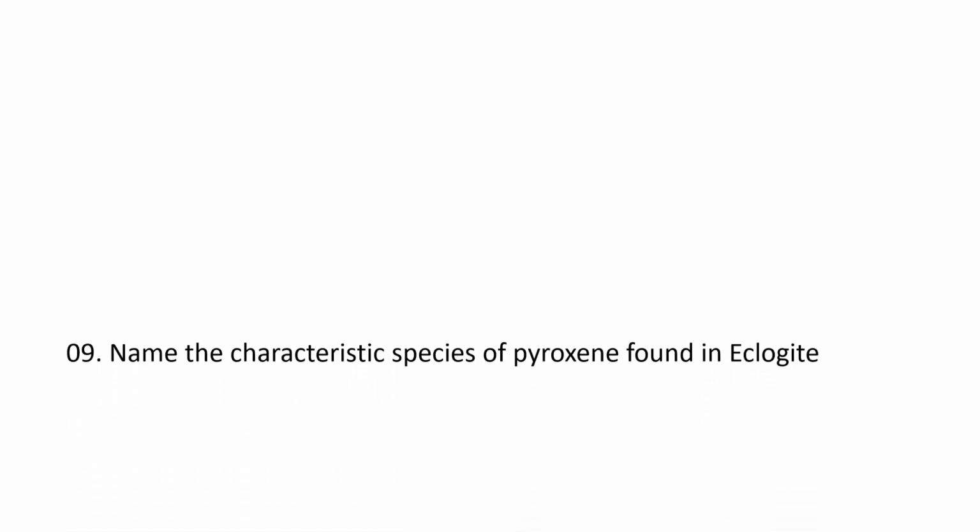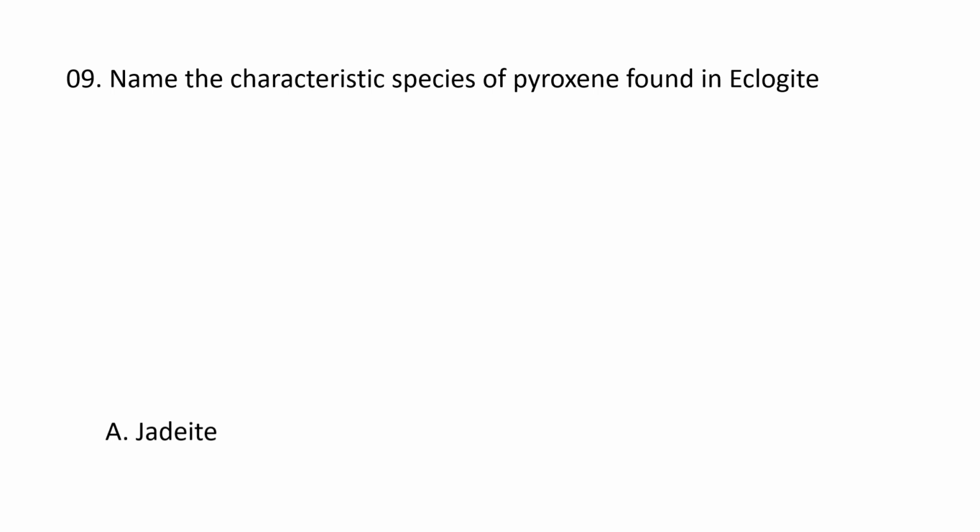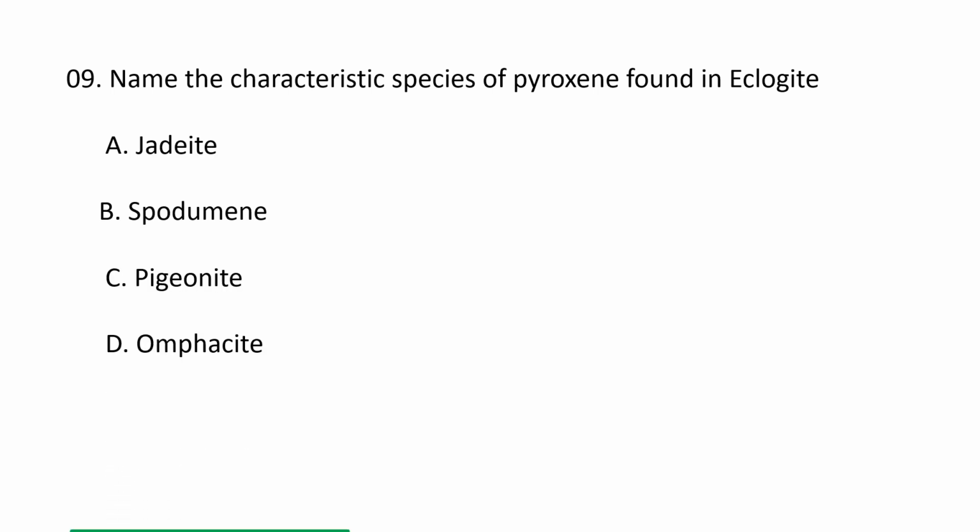Next question. Name the characteristic species of pyroxene found in eclogite. A. Jadeite, B. Spodumene, C. Pigeonite, and D. Omphacite. So the important or characteristic species of pyroxene found in eclogite is known as omphacite.